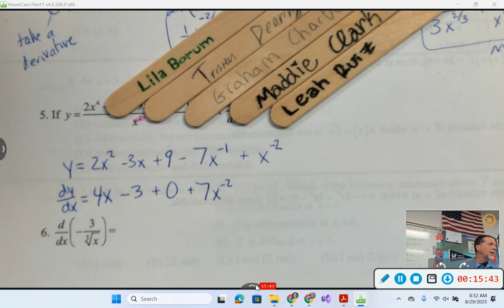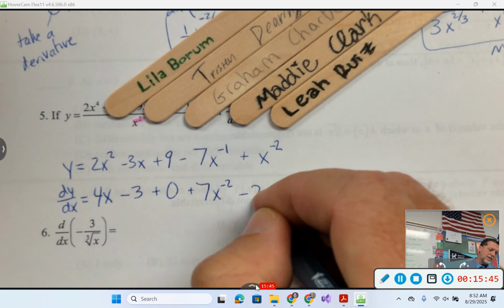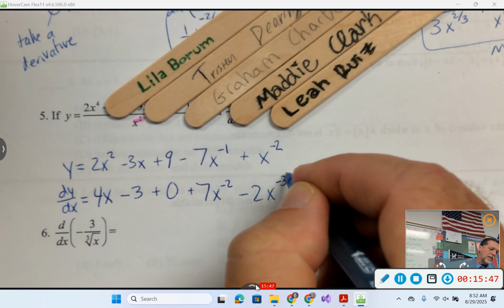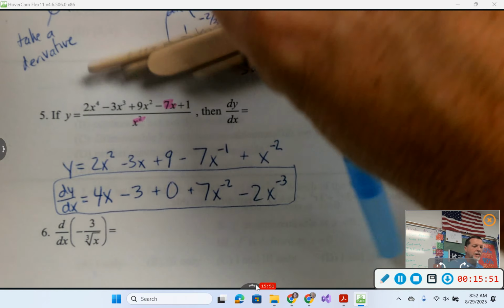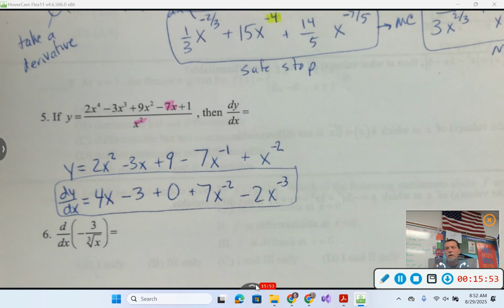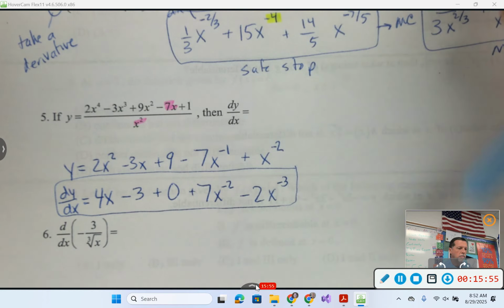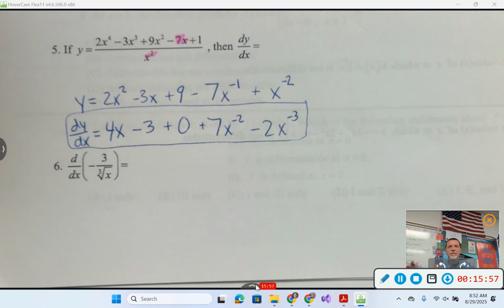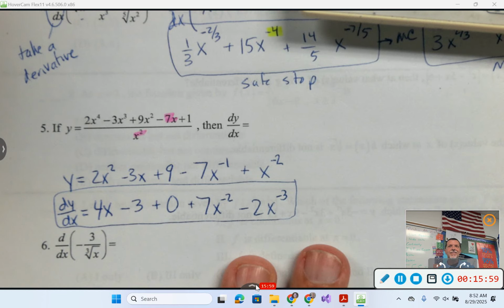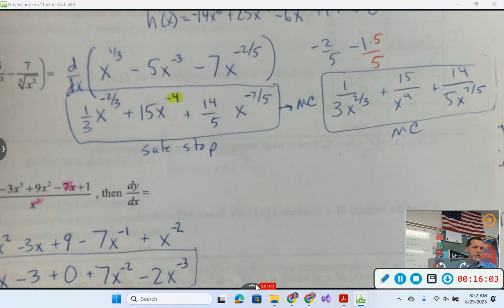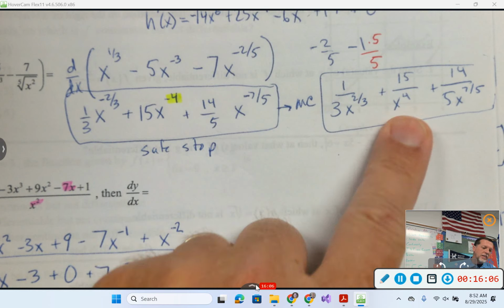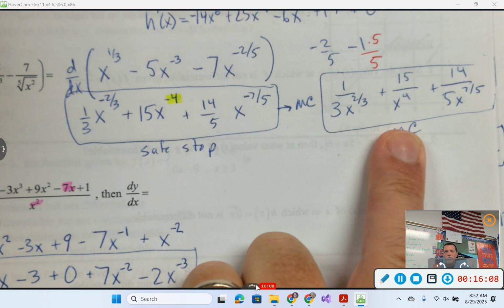And Leah? Good. And again, a multiple choice might clean that up for some of the algebra stuff, but we're okay with that. Uh-oh. Well, there were two options. Our first answer, and then the cleaned up no negative exponent answer.